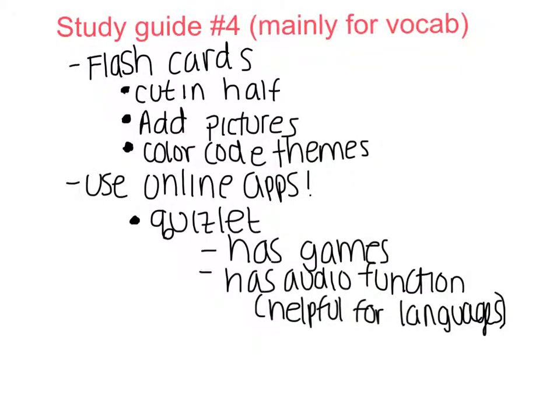Study guide number 4 is pretty basic. It's mainly used for vocab or formulas or anything where you're going to be needing to learn short phrases, formulas, concepts, etc. Really good use for this, flashcards. If you're looking to save paper, cut them in half or even smaller. You can add pictures on the front or back if you need to know what something looks like. You can even color them if you so desire, and even do a color code system with the flashcards.